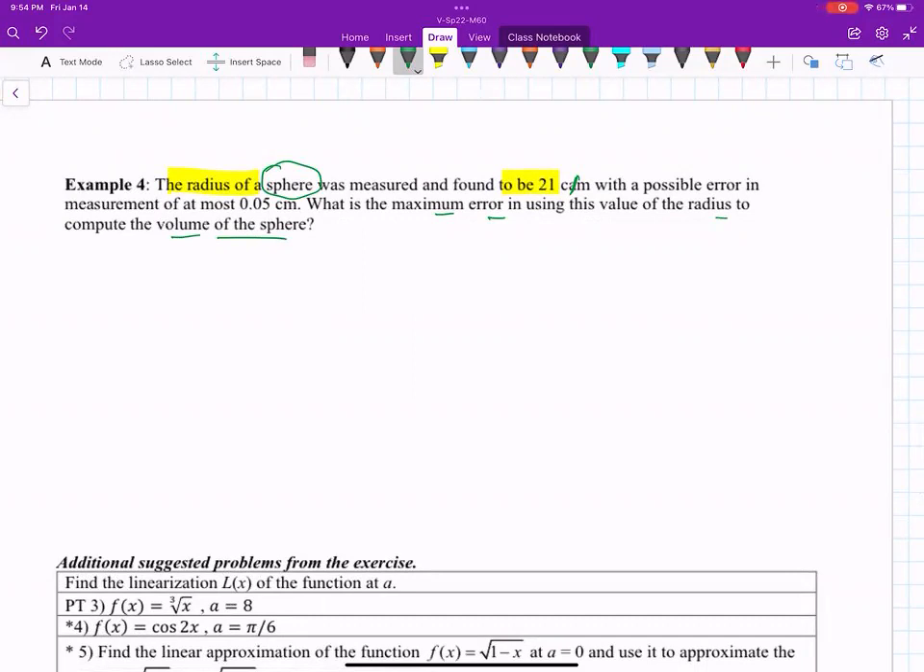the radius is found to be 21 centimeters. So r equals 21 centimeters, with a possible error in measurement of at most 0.05 centimeter. So what this tells us is that the error in the radius, which is dr, is 0.05 centimeter. That is what this statement tells us. What is the maximum error in using this value of the radius to compute the volume of the sphere? So let's start with the volume of the sphere.